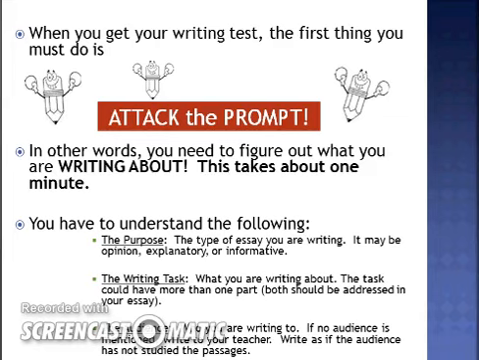Your next thought should be about the writing task. What are you writing about? Read the prompt carefully because you could be given more than one task. You need to make sure you address everything you're asked in your essay.